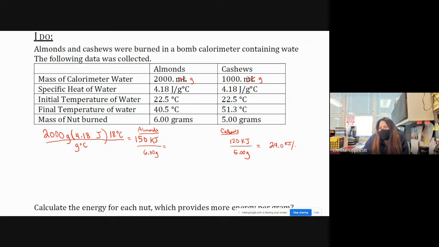Why do we divide by grams? Because they wanted to calculate the energy for each nut, to see which provides more energy per gram. Did everyone get equal? No. So 150 and 120 would be for the whole nut, and then 25 and 24 would be for just the grams. So almonds are going to give you more energy.